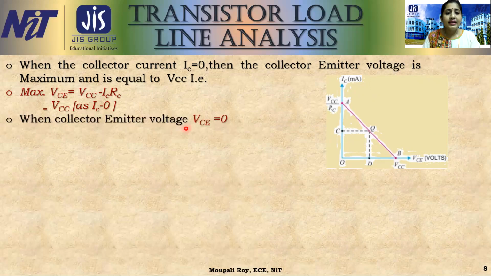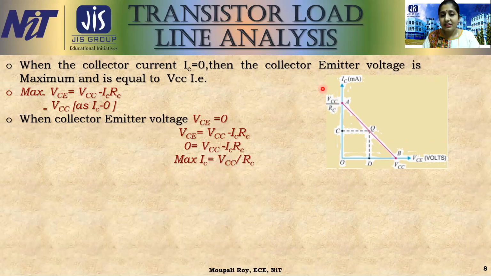Now, when the collector emitter voltage VCE equals 0, then VCC equals IC into RC. So max IC equals VCC by RC. VCC by RC is put there. So we get these two points, this point and this point. Connect them, and this is our DC load line.